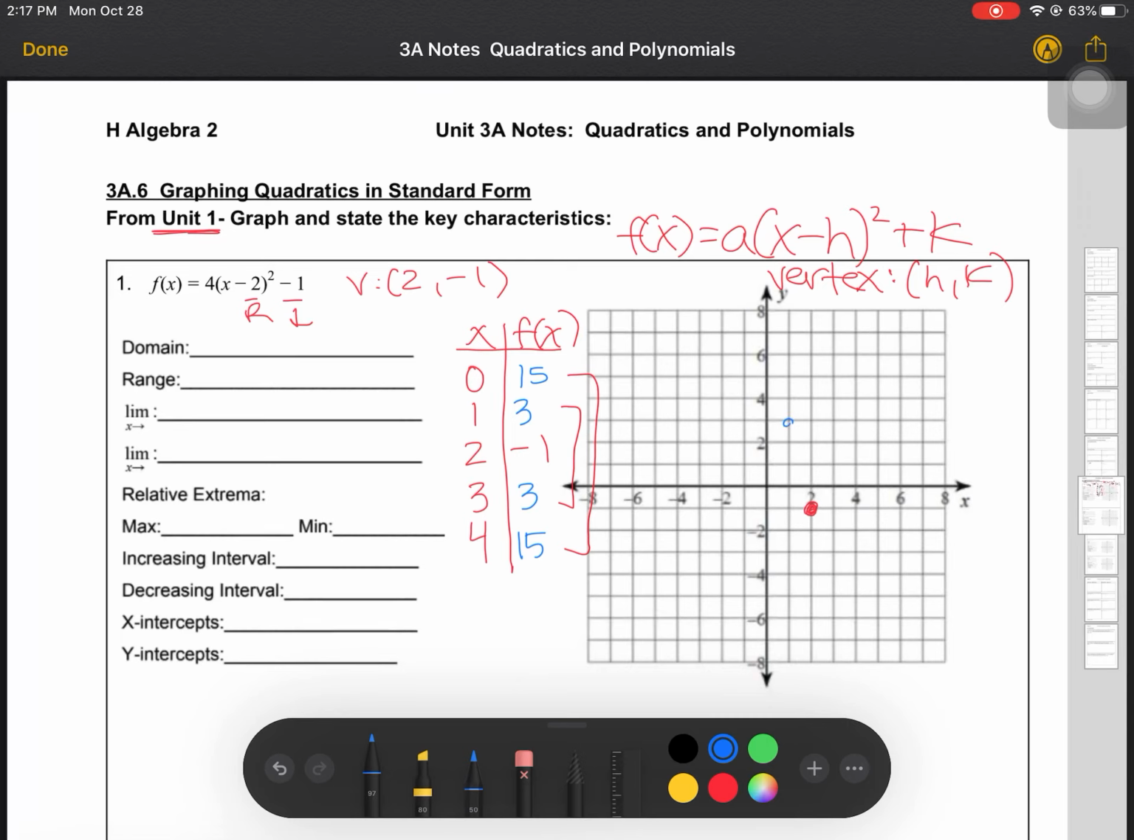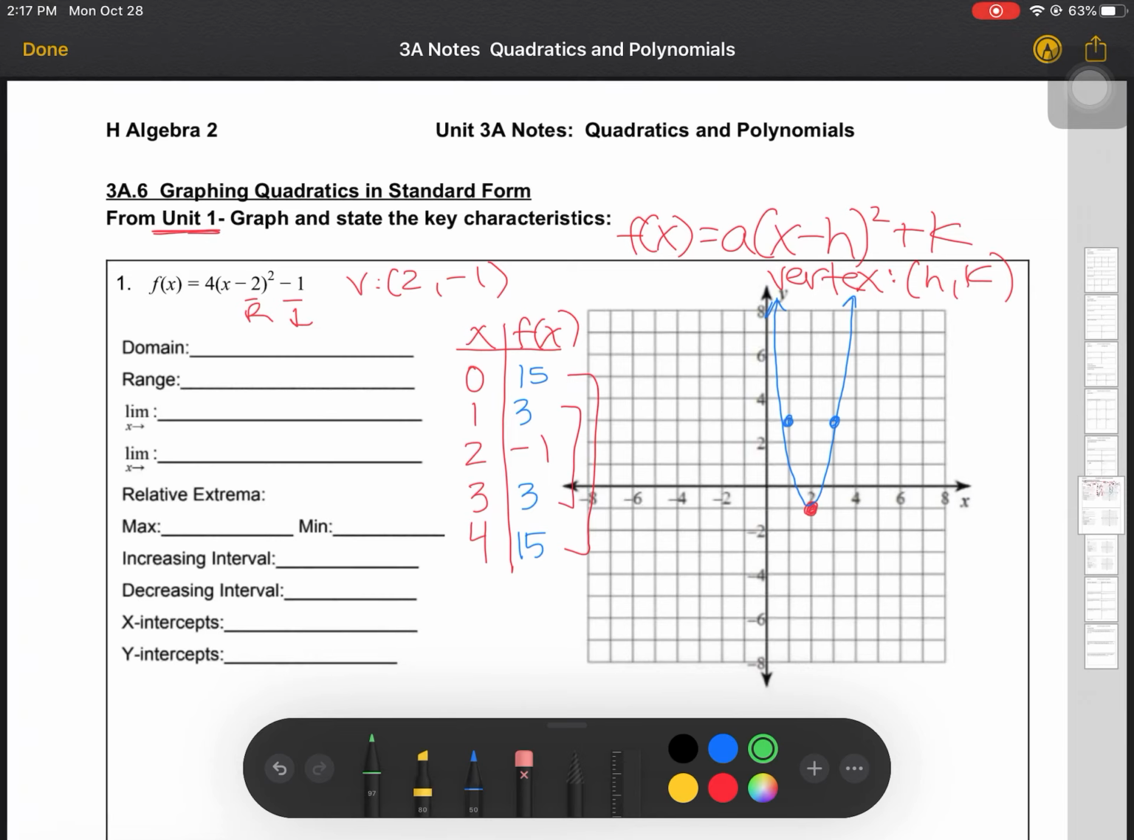When I look at this, the graph gets really tall really fast. I frankly can't even plot the (0, 15), but that's okay because the 4 stretched my graph. My graph is super tall and skinny because it was stretched by that 4, so that's okay. Then we're going to go through and fill in our characteristic chart.